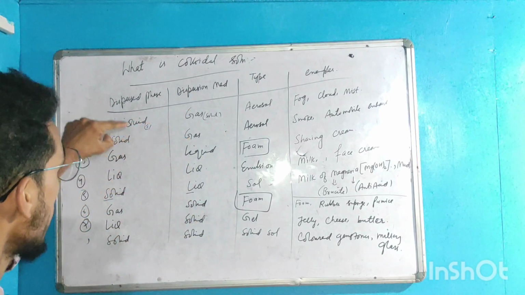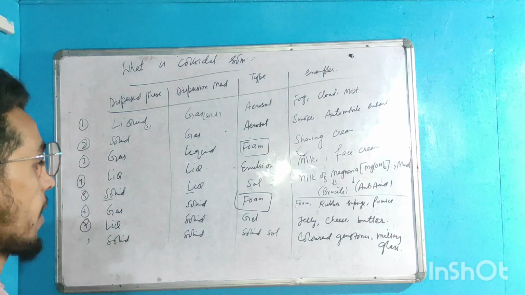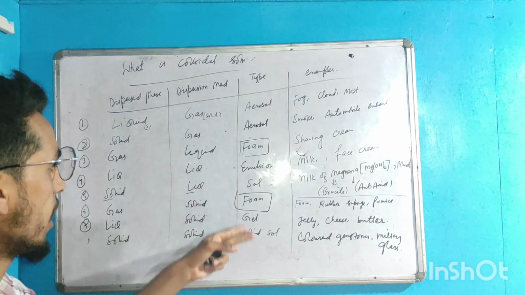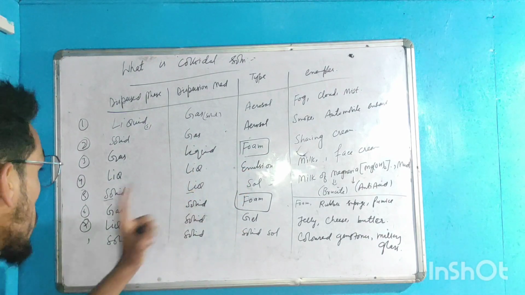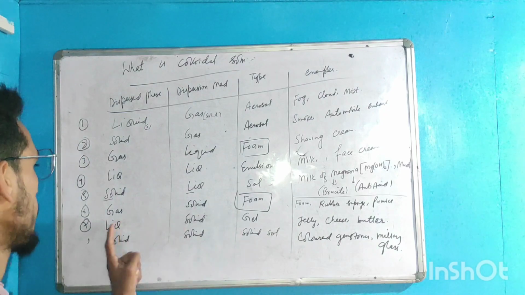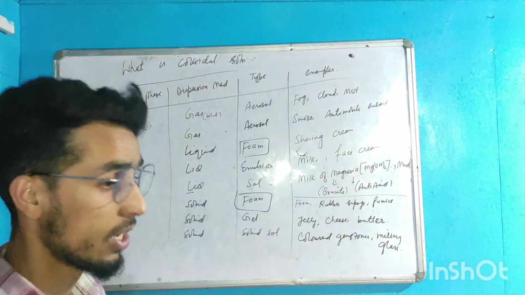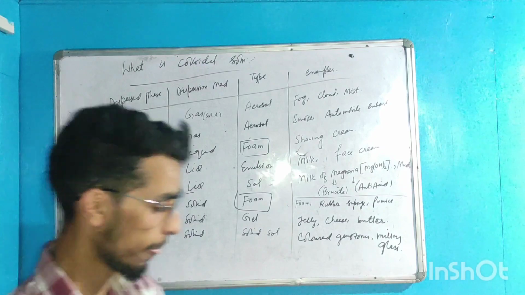Sometimes liquid and solid are dispersed in gas. They are the type of aerosols. Emulsion is simply liquid in liquid, and sol is sometimes solid in liquid, sometimes solid in solid, called solid sol. Gel is an example of liquid in solid. These are usually asked in the examination, so remember them. Now the last topic.